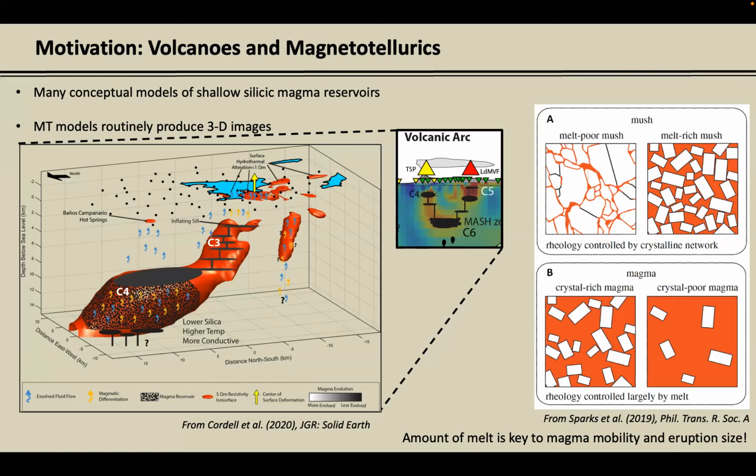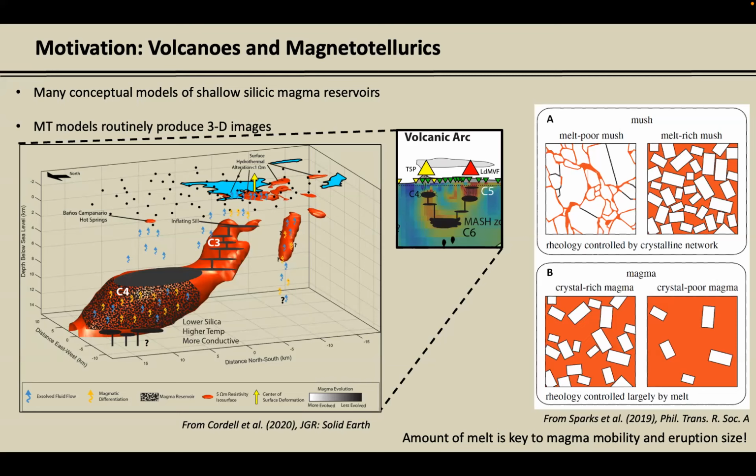This is beneath Laguna del Maule in Chile again. And again, we see a lower crustal or mid-crustal magma reservoir here, and then going up towards a shallower reservoir where you have ongoing deformation. I've shown you a few models now with different red blobs that are conductive. But what I'm really interested in is trying to say more about what those red blobs actually are, because the amount of melt is really key to magma mobility and viscosity and therefore eruptibility. And also the amount of melt that might be present has a good correlation with future eruption size.